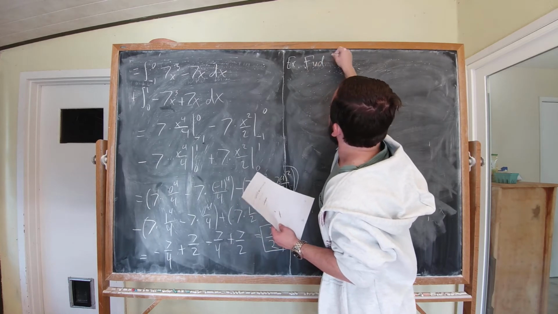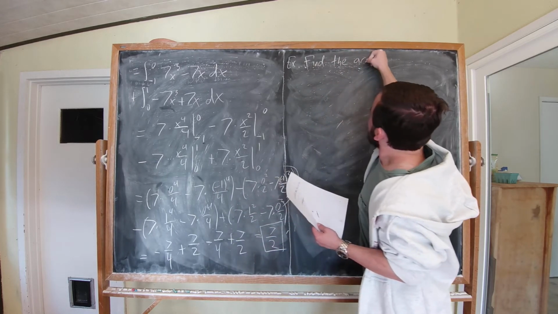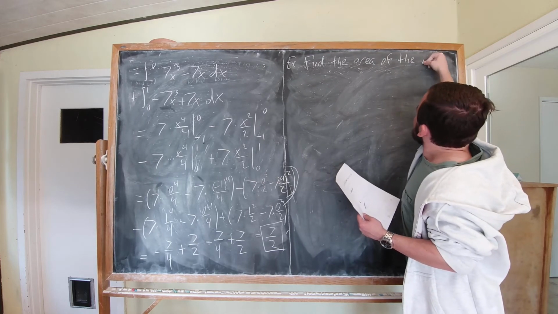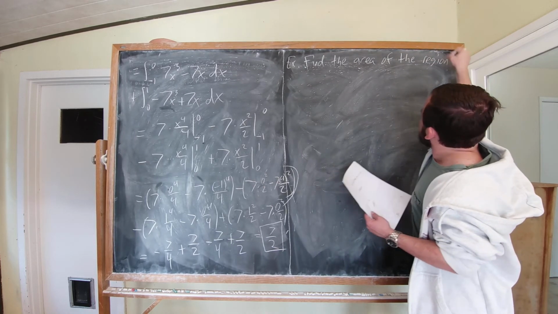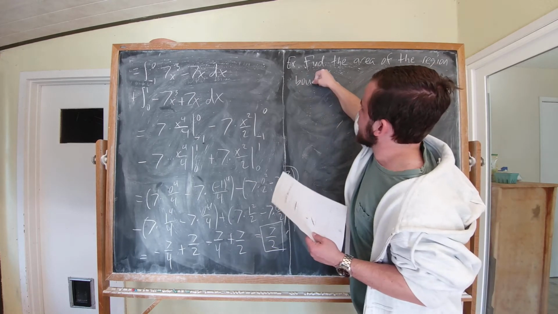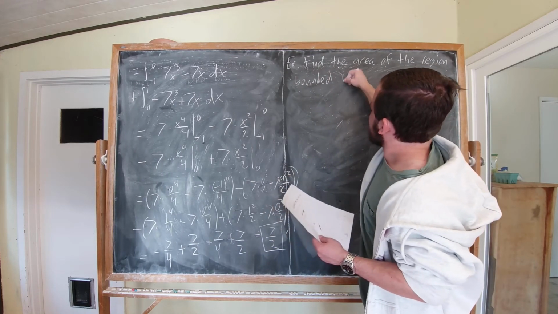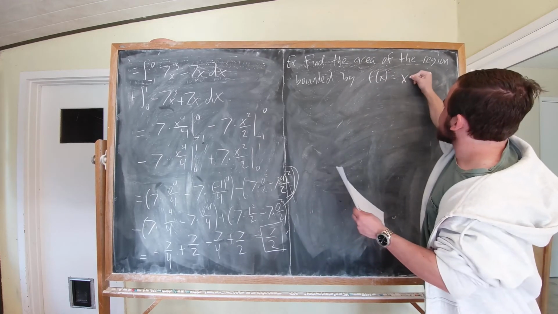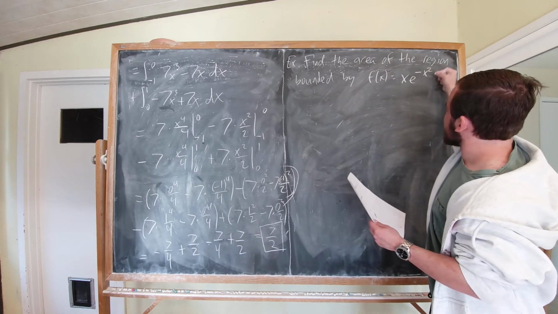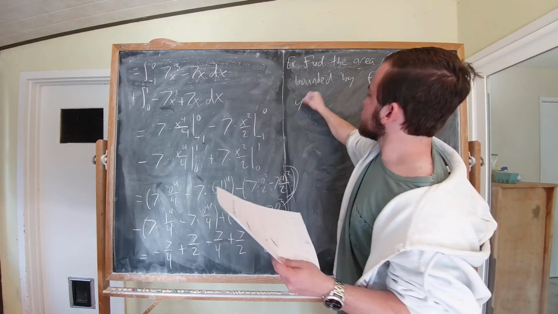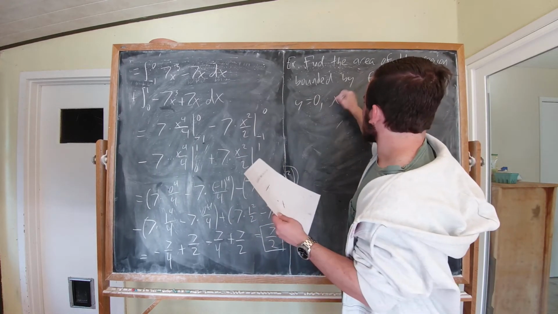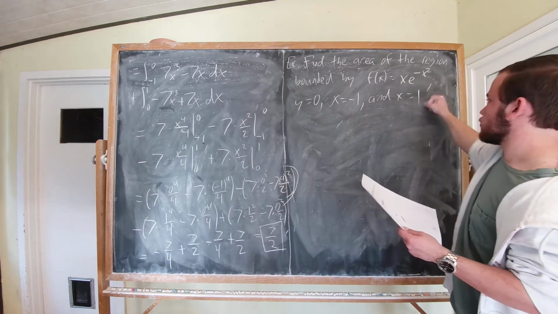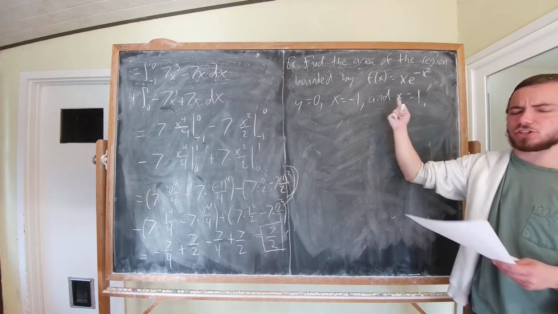Alright, find the area of the region bounded by f of x equal to x e to the negative x squared, y equals 0, x equals negative 1, and x equals 1. So here we're given our regions.